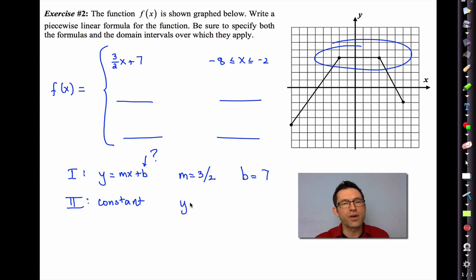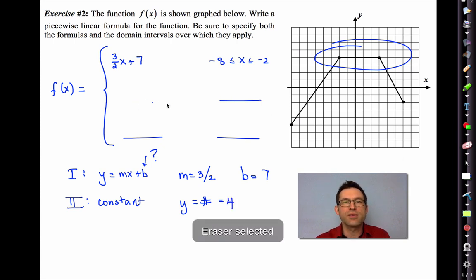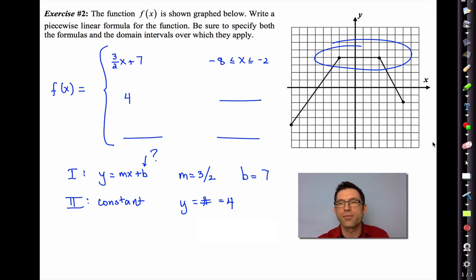So it's a little different. It's just y equals a number. And the question is, what's that number? That number is just 4. So as weird as this may look, the second part of this formula is just f of x equals 4.